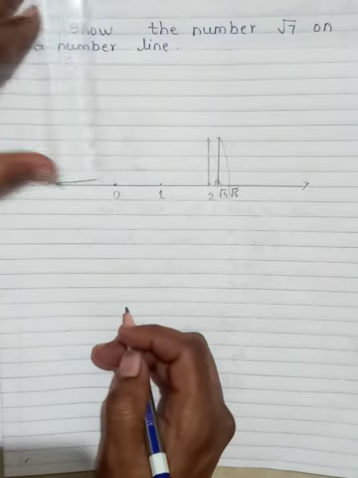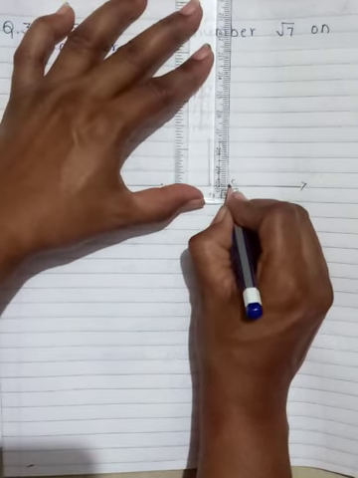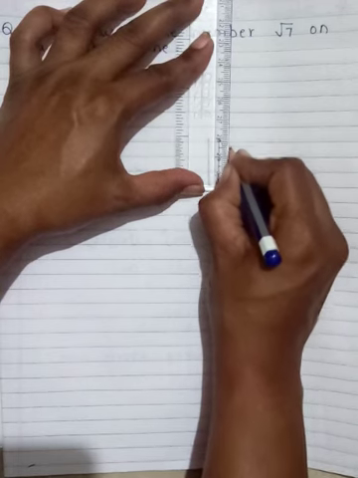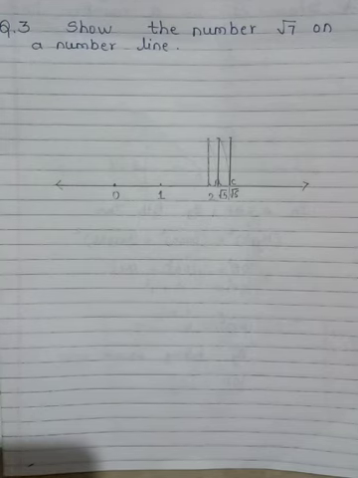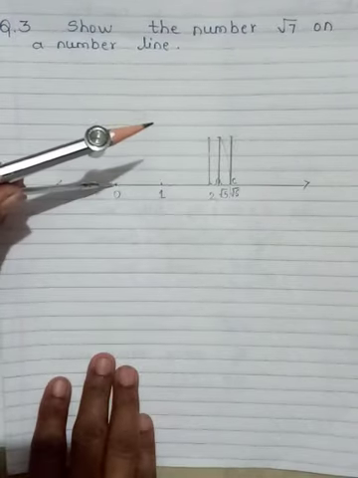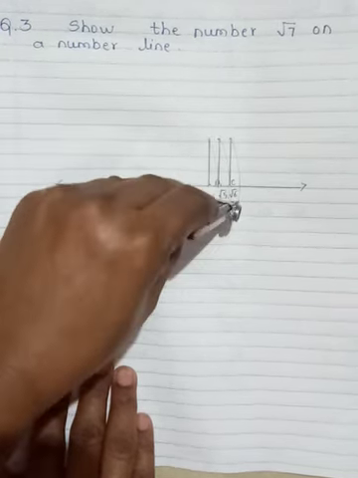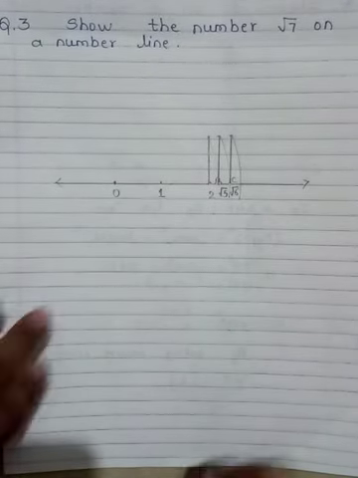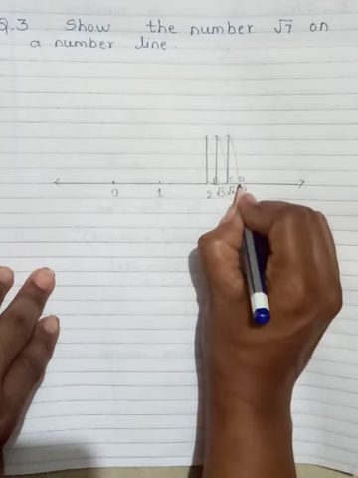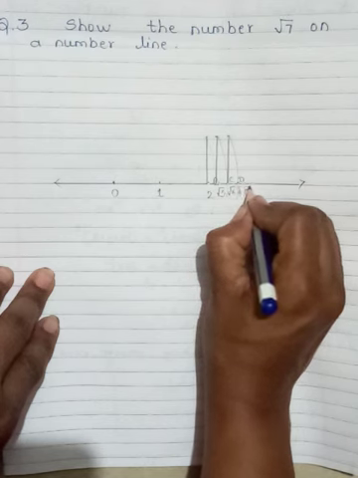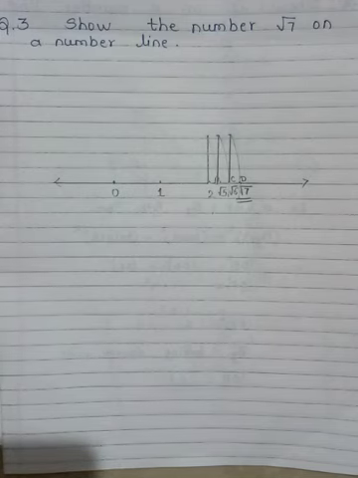Again draw the perpendicular at this point C. Take the compass and make the arc. This distance is root 7. Point D denotes the distance root 7. Thus, we have shown root 7 on a number line.